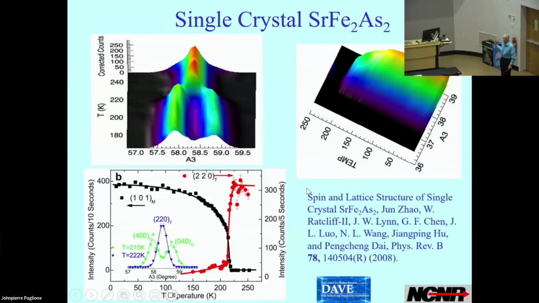And then for this particular system, which is strontium iron 2 arsenic 2, the long-range antiferromagnetic order comes in at the same temperature as the structural transition. So the system, when it's tetragonal, is fully frustrated and doesn't order. Typically, as soon as you break that, make it orthorhombic, then it can order.